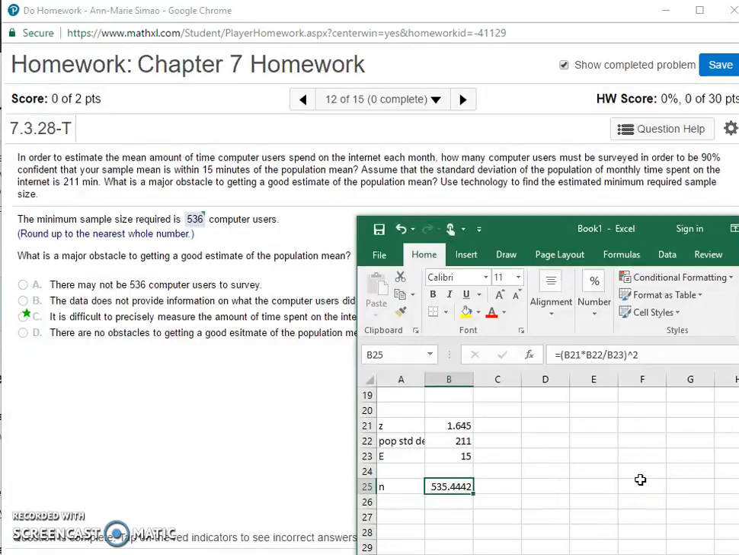One thing that you want to know is you always want to round up. So even though 4 does not round up, you always have to round up when you're doing sample size.